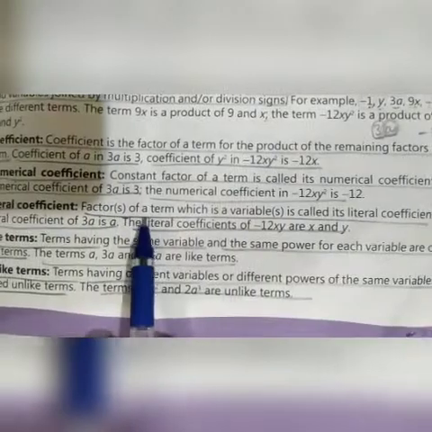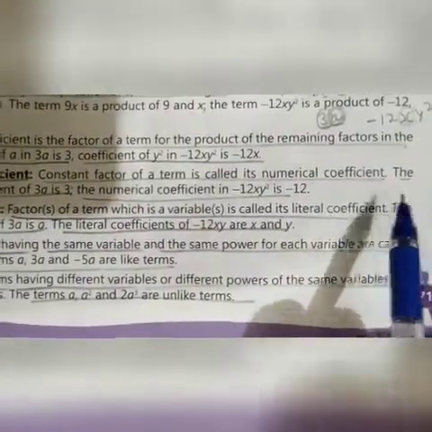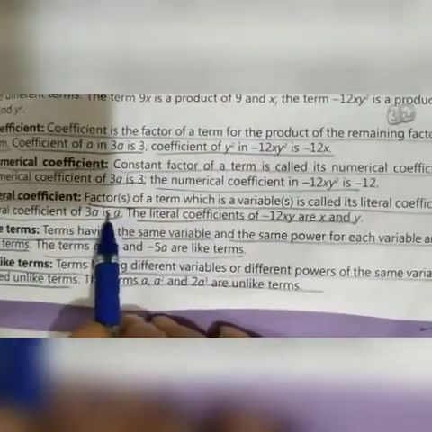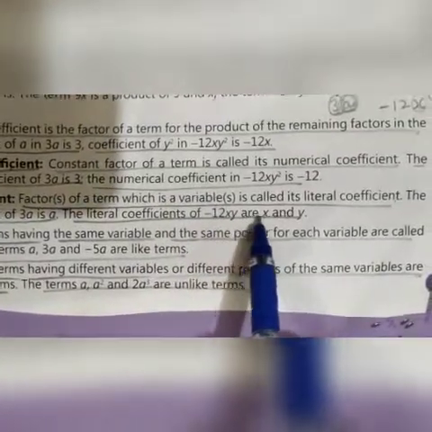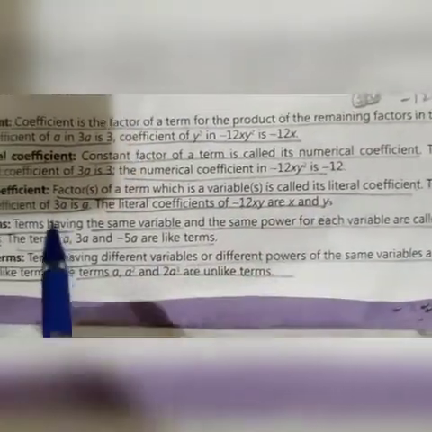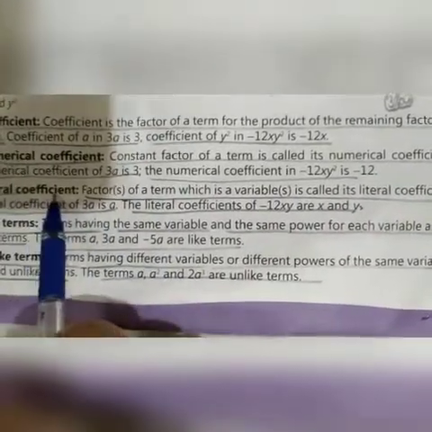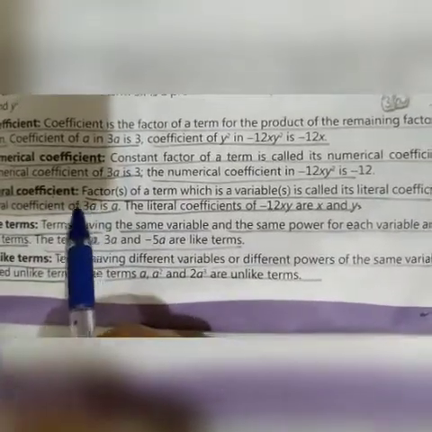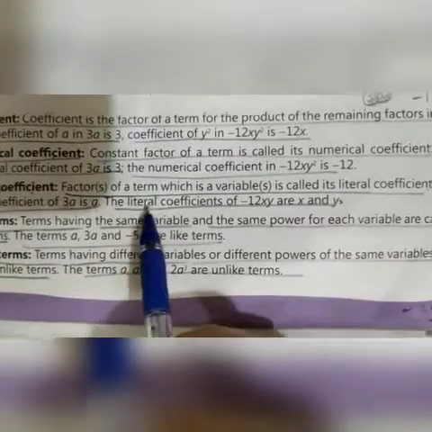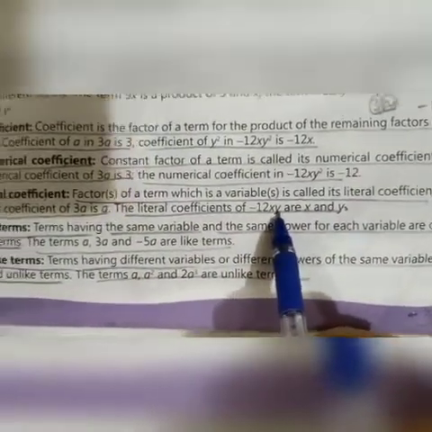Now next is literal coefficient. Factors of a term which is a variable is called its literal coefficient. The literal coefficient of 3a is a. The literal coefficient of minus 12xy are x and y. These alphabetical letters are known as literal coefficients. In 3a, what is the English letter? A. So its literal coefficient is a. The literal coefficient of minus 12xy is x and y.